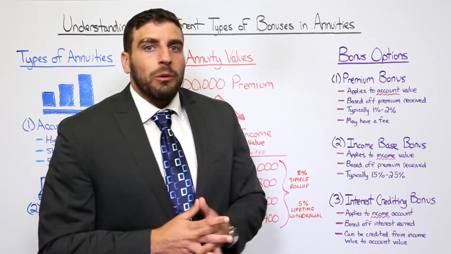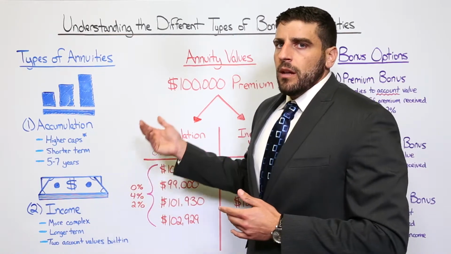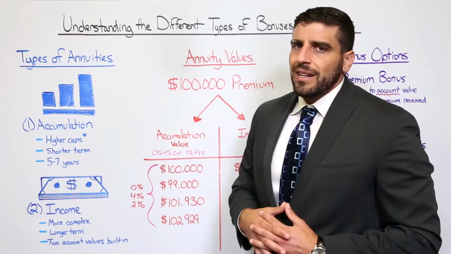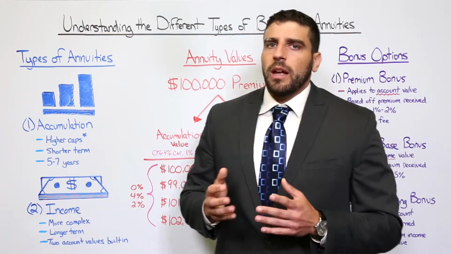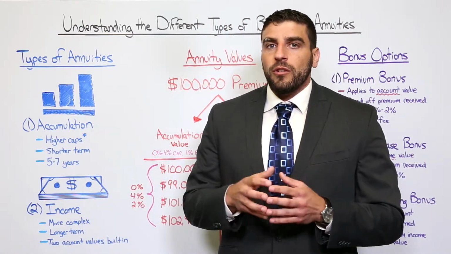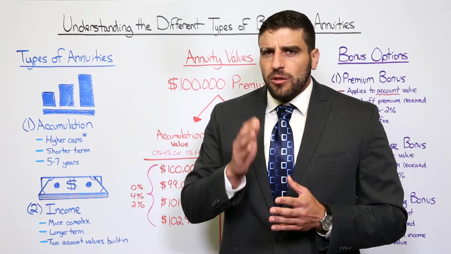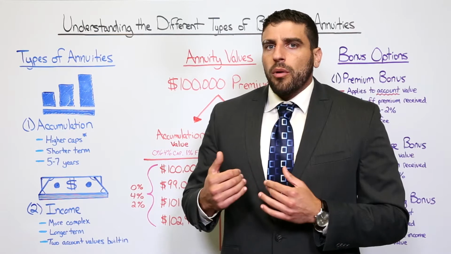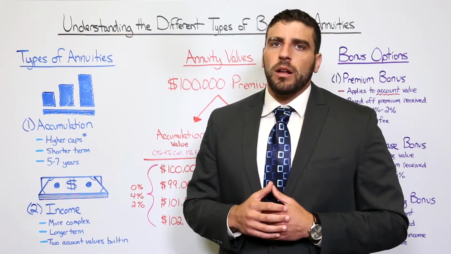So today we went over the 2 different types of annuities, how the 2 different accounts work inside income annuities, and then finally, the 3 different types of bonuses. So again, if you do know what you want, or you have your filters that you're looking for, just make sure the product that you're looking at and the person you're working with knows how those products work.